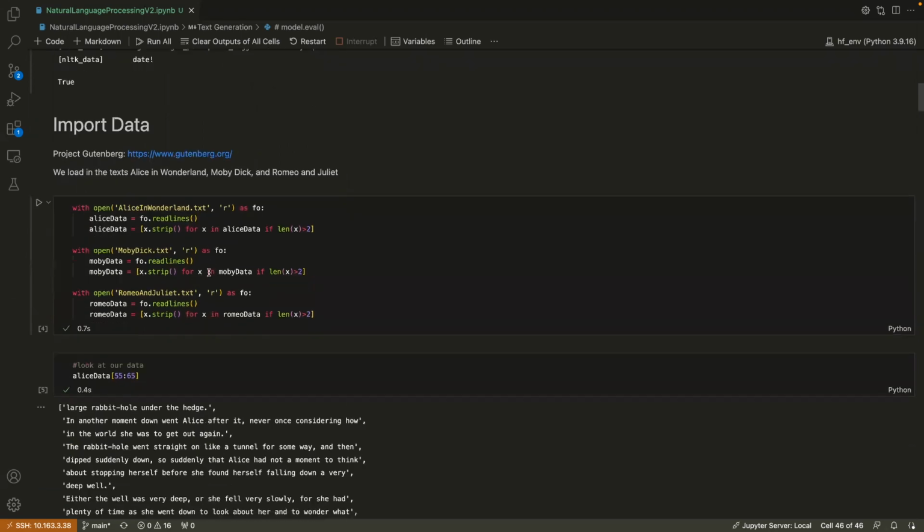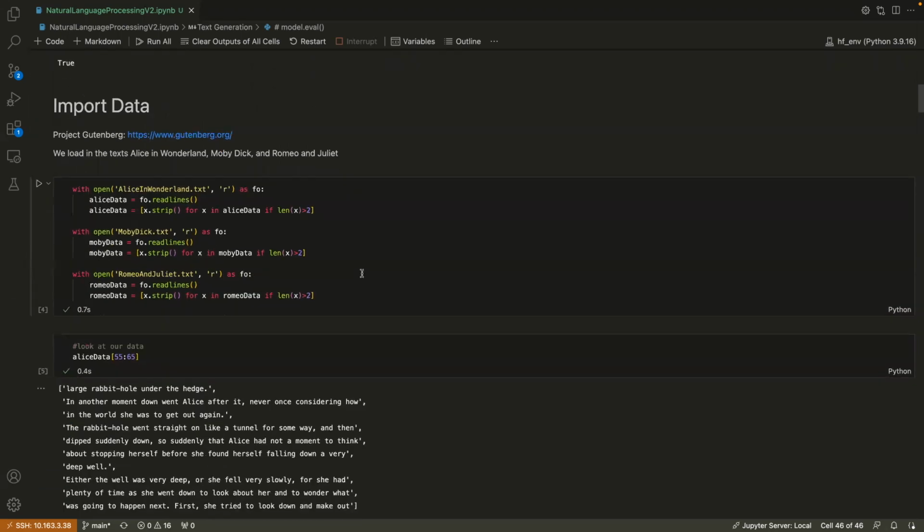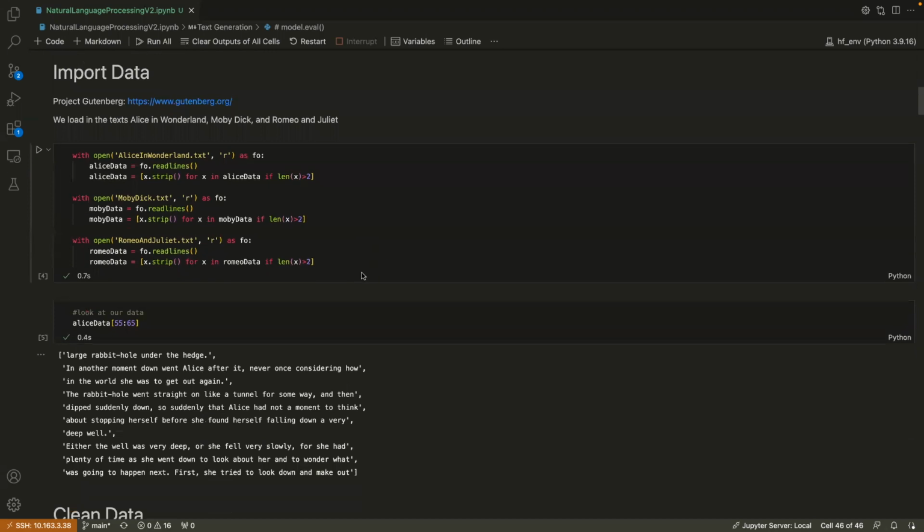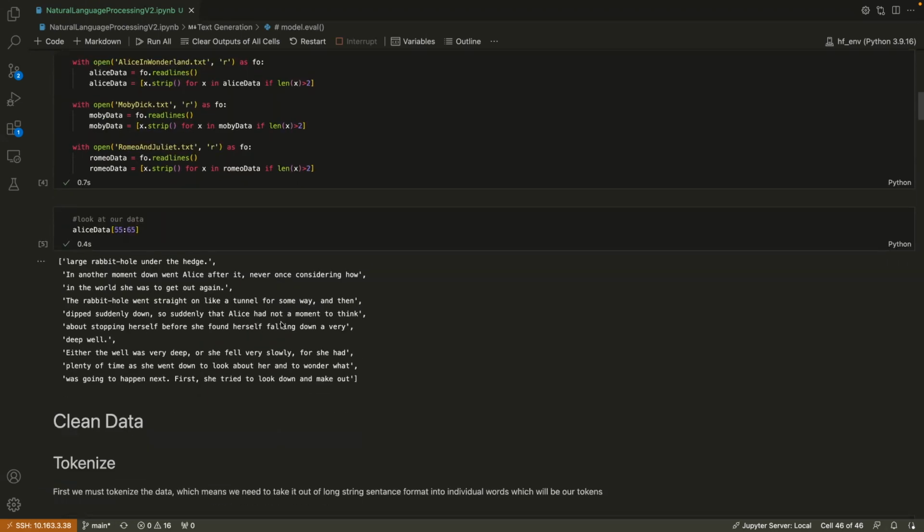So we're going to import data. We're going to go back to our old friend, Project Gutenberg, and I got 3 texts for us. I got Alice in Wonderland, I got Moby Dick, and I got Romeo and Juliet. So 3 classic texts, but of different areas of literature. So first, we can read in our data.